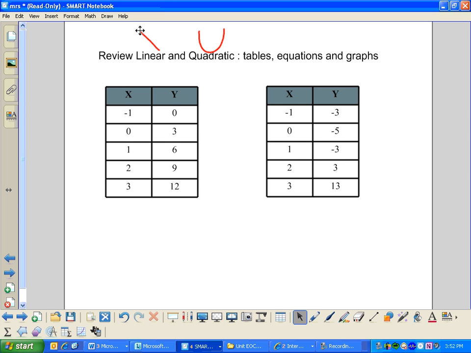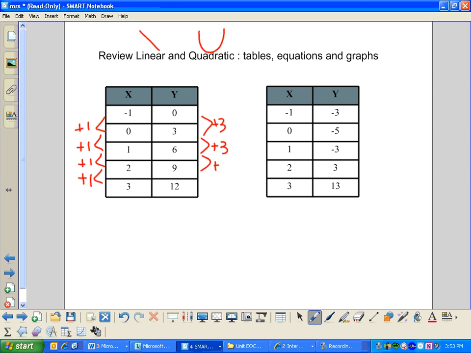So let's look at the first table. Let's see if we can figure out whether it's linear or quadratic. Now we remember we check if our first differences are constant, it's linear. If our second differences are constant, it's quadratic. So follow along with me. These are plus 1. And on this side, 0 to 3 is plus 3.